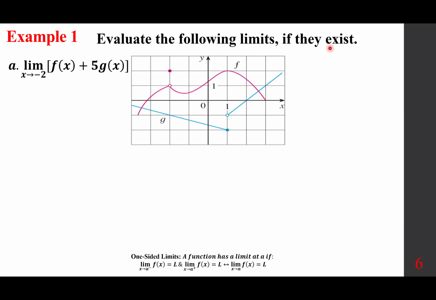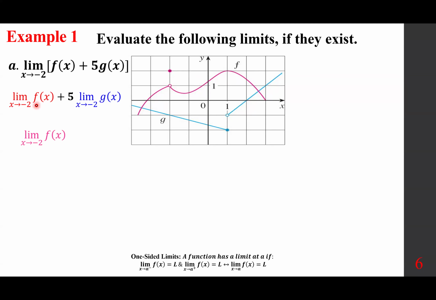We want to evaluate the following limits if they exist. We are given a graph, and we are asked to come up with the limit of f of x plus 5 g of x as x approaches negative 2. Dealing with the graph, we use the limit laws to cut them into 2 pieces. Limit of this piece plus 5 times the limit of this piece, where f is the purple, the red function, and g is the blue function. So we need to find each piece.